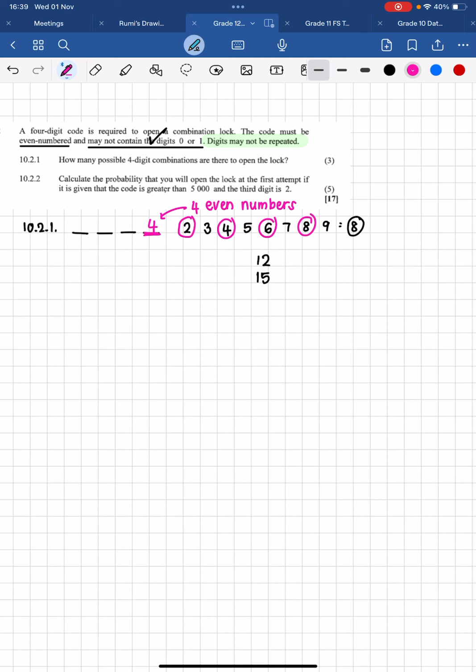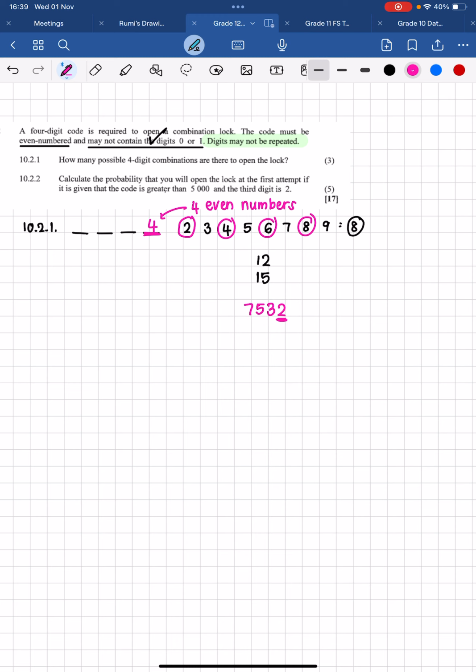Why on the 4th line only? Because if you have 7, 5, 3, 2, that's still an even numbered code. That's still an even number. The full number is still even though the first 3 numbers are odd numbers. Only the last digit is what makes a number even.